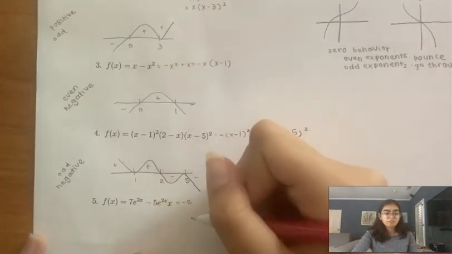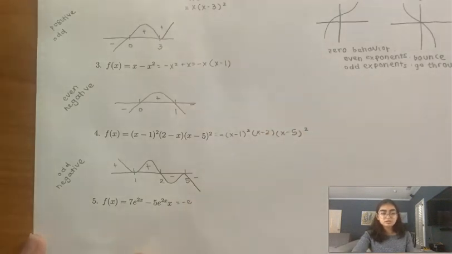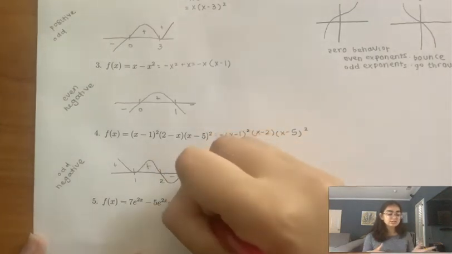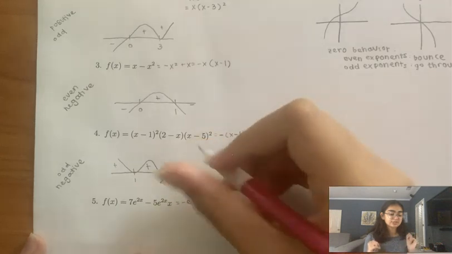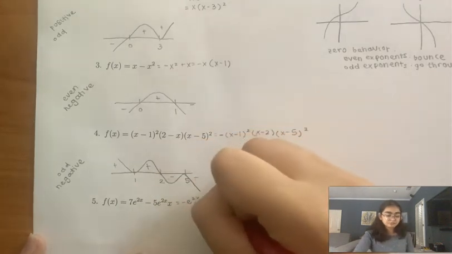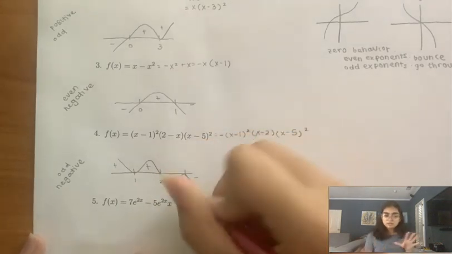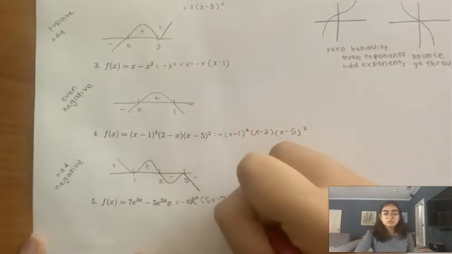So for number 5, I'm going to take out an e to the 2x when I'm factoring, and I'll eventually get negative e to the 2x times 5x minus 7. So I know that the e to the 2x seems a little bit daunting, but we can actually just ignore that part of the equation when we're doing sign charts. e to the 2x only affects the graph of the function, but since we're not drawing the graph of the function, it doesn't really matter.